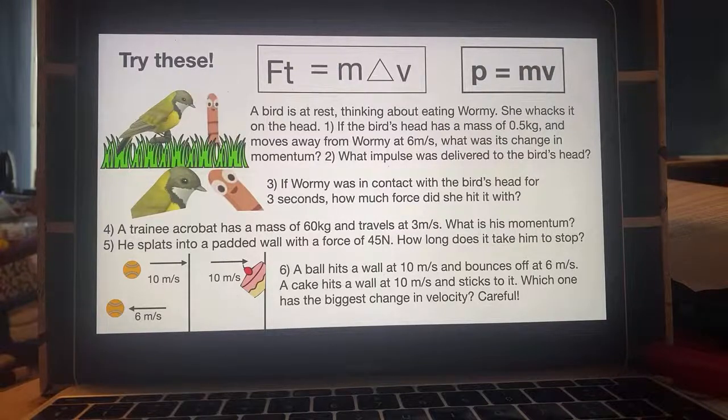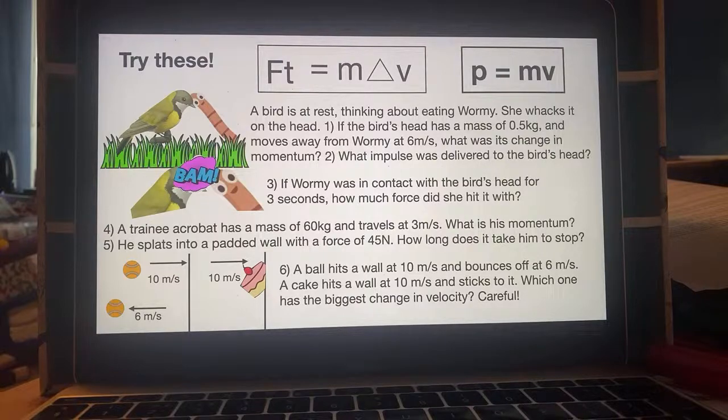Question number 3. If wormy was in contact with the bird's head for 3 seconds, how much force did she hit it with? And number 4, a trainee acrobat has a mass of 60 kilograms and travels at 3 meters per second. What is his momentum?